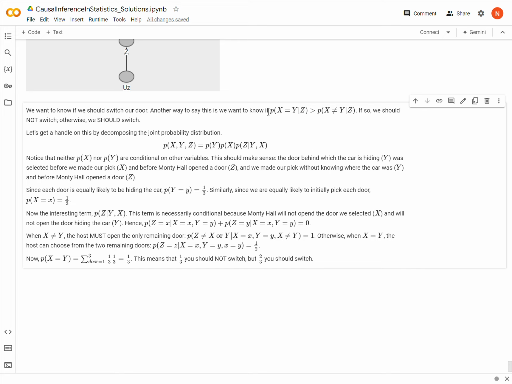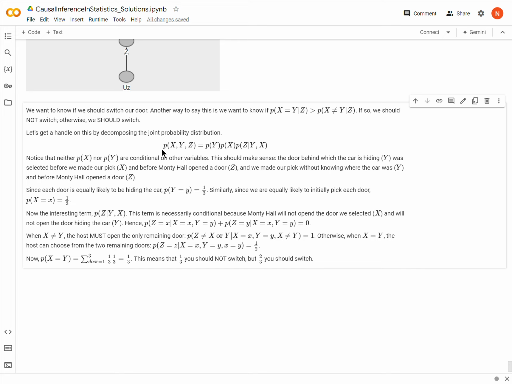Now, if this value is greater than the probability that we picked a door that does not conceal the car, then we should not switch, right? But if the probability that we have not picked the correct door, given what Monty Hall has revealed, is greater than the other probability, then we should switch. So that's how we can phrase this problem.